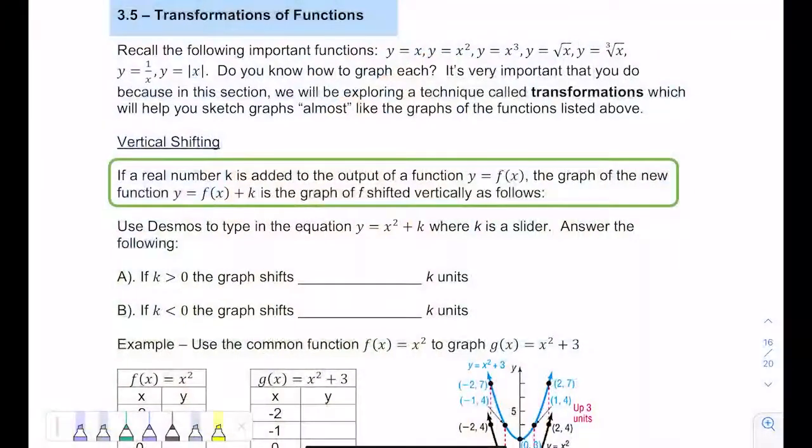Hi, and welcome back, everyone. We're going to look at transformations of functions today. So if you think about, what does the word transformation mean? It means to change things, right?